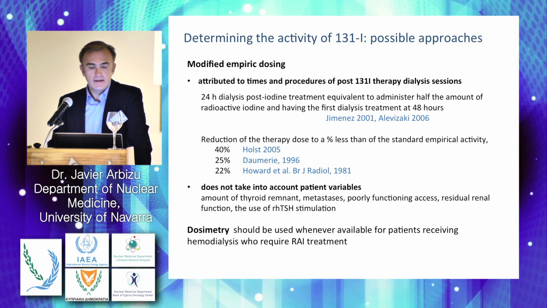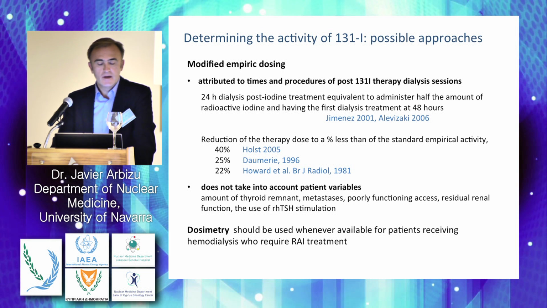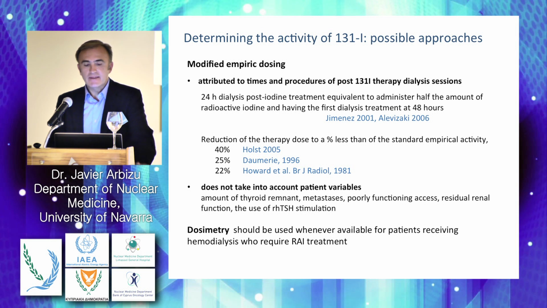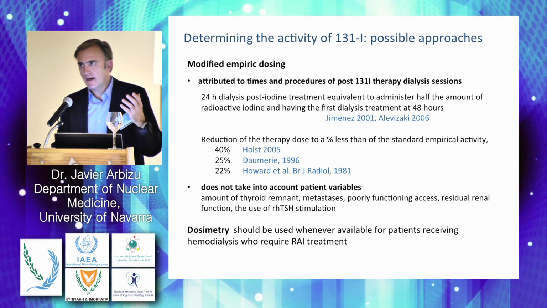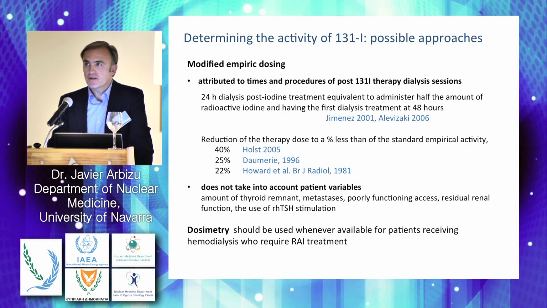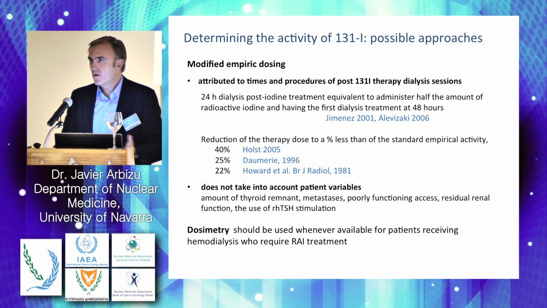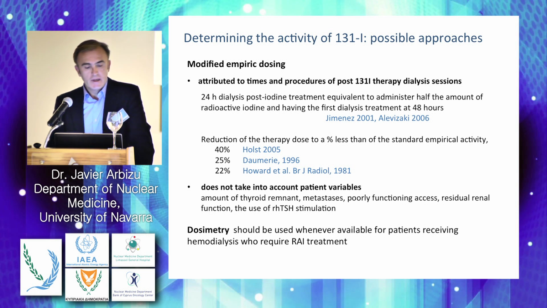And this is the suggestion of other authors. For example, this is a 40% decrease of 25 or 22. But all these modified empiric dosings do not take into account very important aspects, like the patient's variables. For example, the amount of thyroid remnant which is present, the presence of metastasis, the presence of poorly functioning access, residual renal function, and others. So we have a lot of limitations for this. So the best way, from my point of view, is to use dosimetry in these patients and use the same as empiric, but take into account the dosimetry.